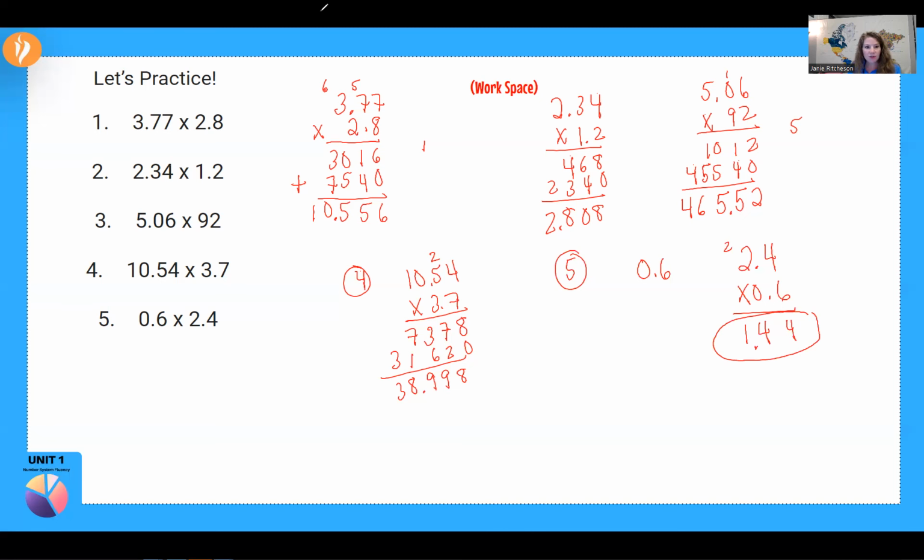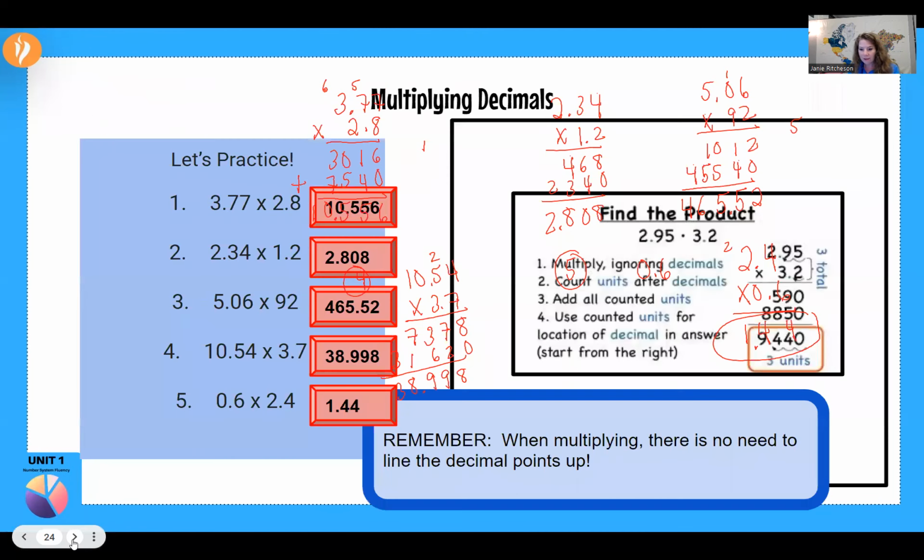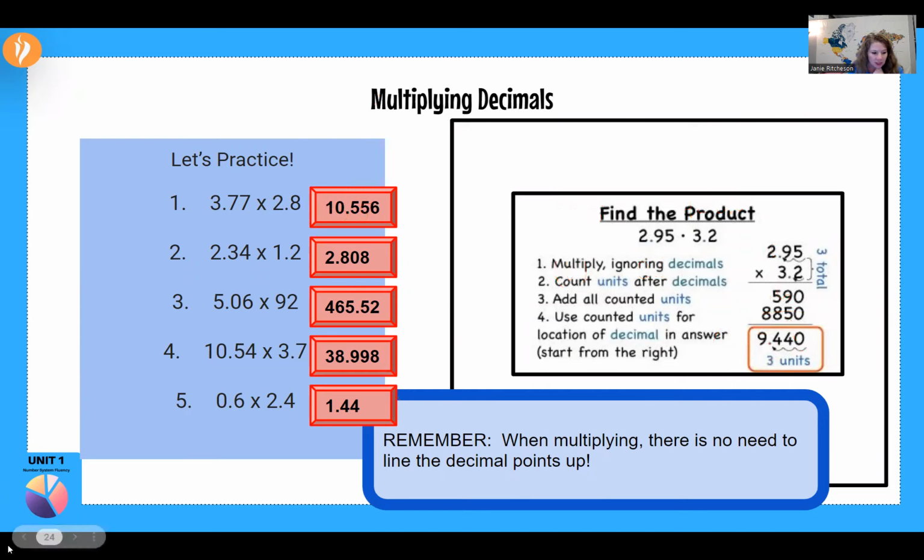So let's check our answers together. Hopefully I got those right. 1.44, 38.995. Yep, looks like they are correct. Perfect. All right, you guys.